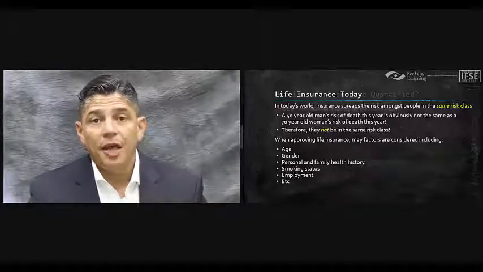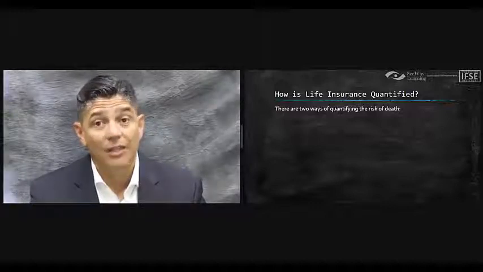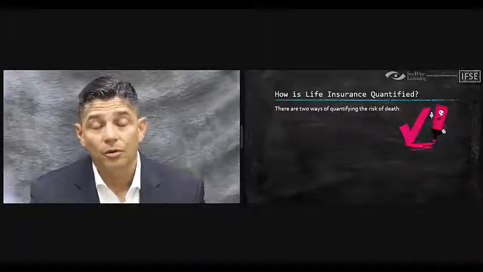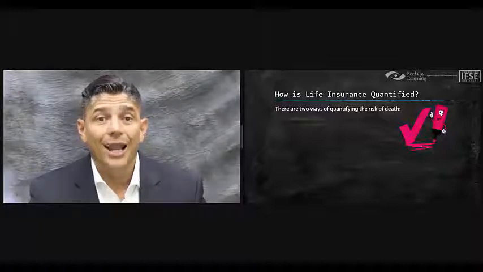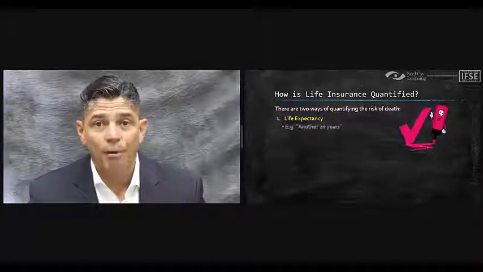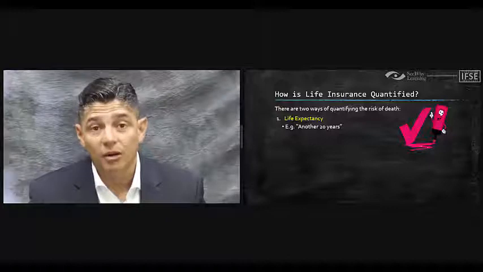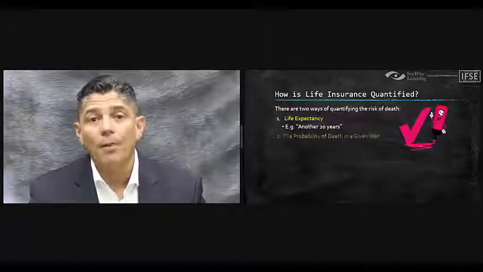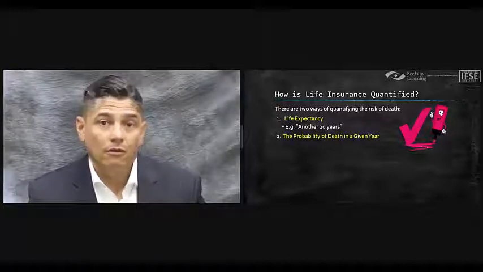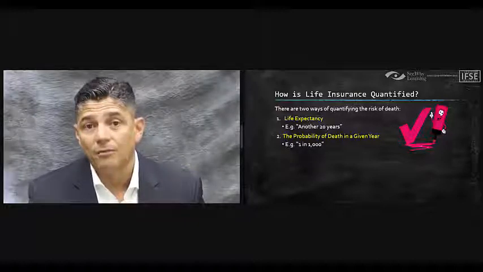Now, there are two ways to quantify the risk of death, and you could be asked this on the exam, so take note. They are, number one, life expectancy. For example, perhaps another 20 years. And number two, the probability of death in a given year. For example, perhaps 1 in 1,000.